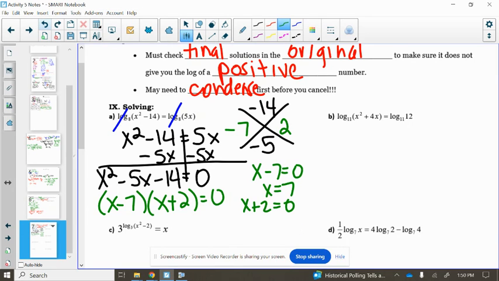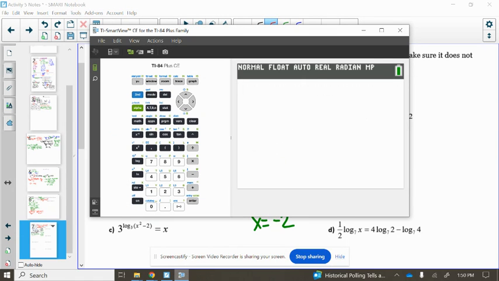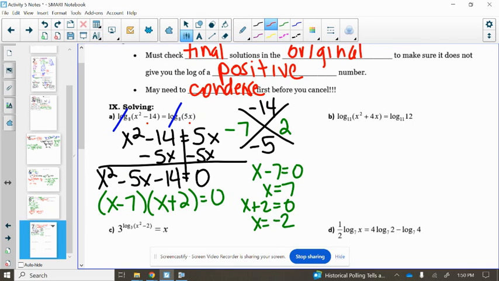Before we circle that, we want to double check, do these both work out? Because here's the thing, if we plug 7 back into the original, if I take 7 squared minus 14, I get a positive number. That's good. 5 times 7 on the other side of the equation, that's good. So when we plug it back into the originals, this worked out.